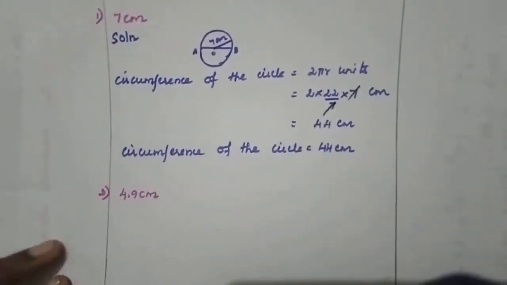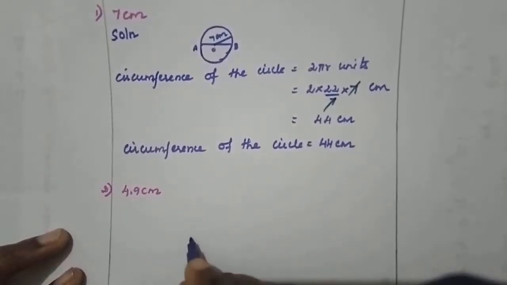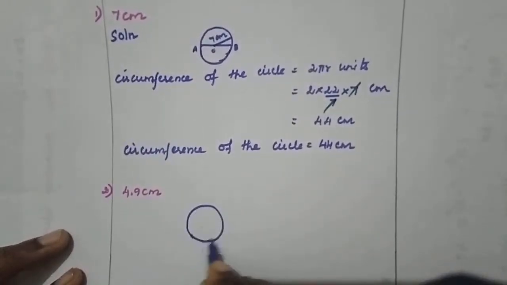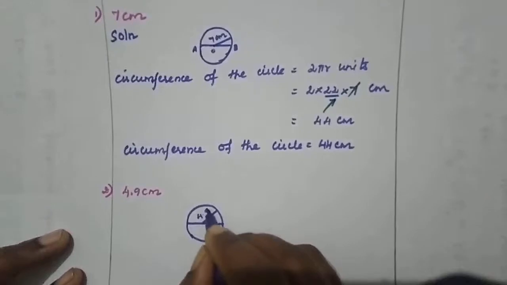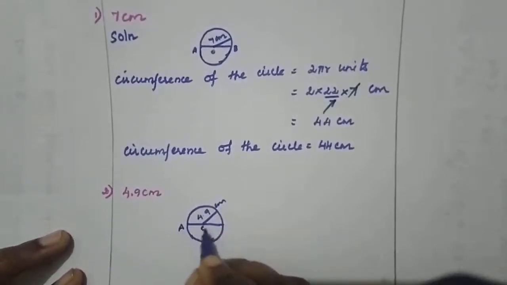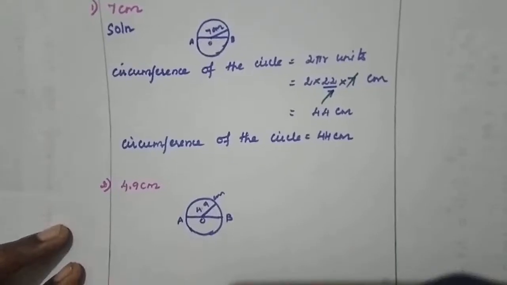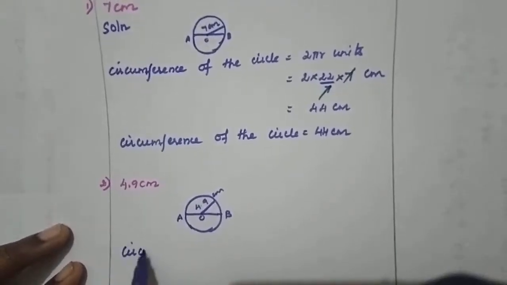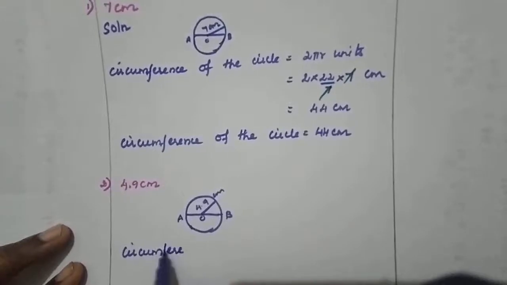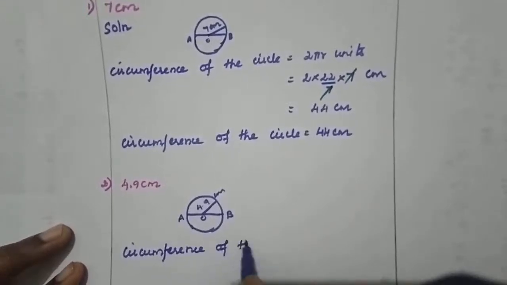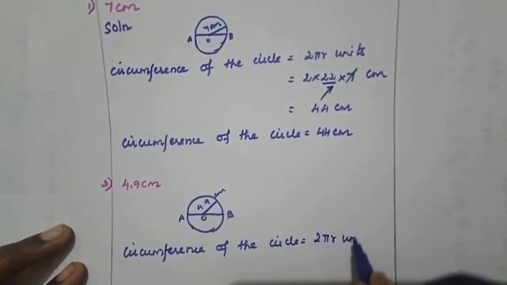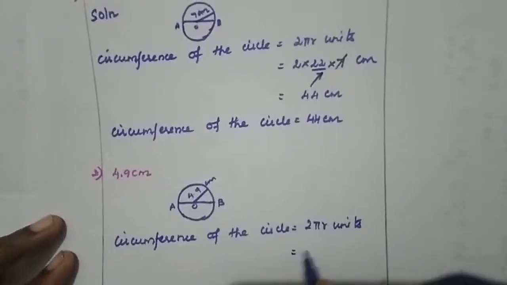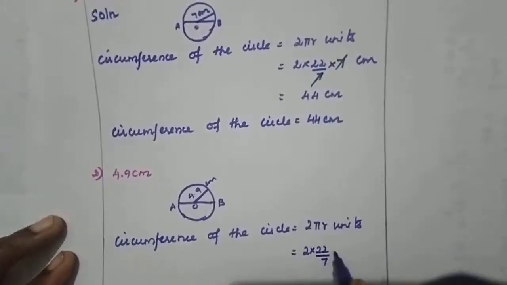And the next one is the radius they given us 4.9 centimeter. So now here, this is a circle of radius is given as 4.9 centimeter. Again, the formula for circumference of the circle is 2 pi r units. So here the value of r is 4.9 and the unit is centimeter.